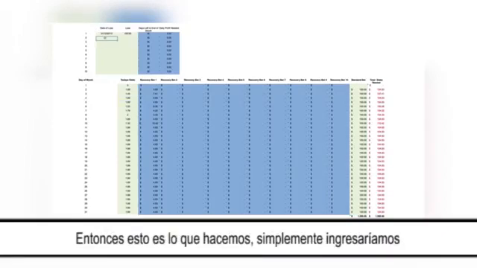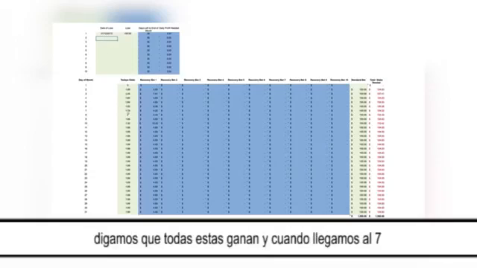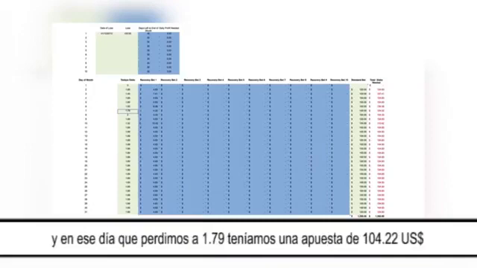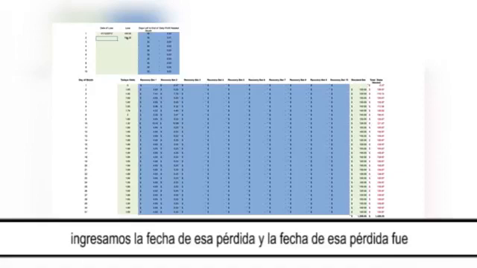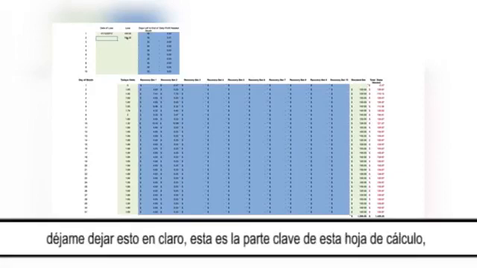We would simply enter the data. So let's say all of these win, and then when it comes down to the 7th, the 7th was a loss. So on that particular day at 1.79, we had a bet of $104.22. So we entered the loss here, $104.22.